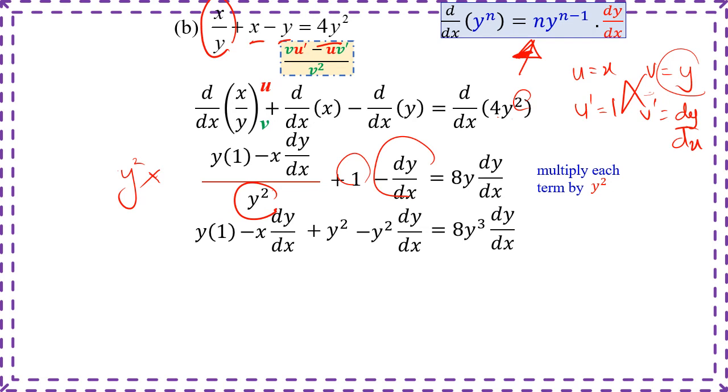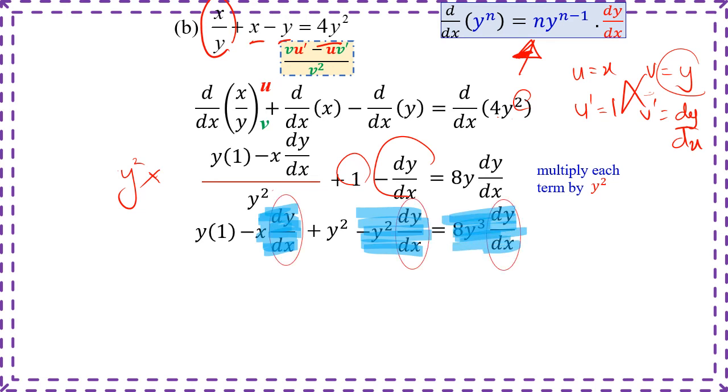Okay, so now we finally can group the dy dx together. So we have the second term, minus x dy dx, and then the fourth term, minus y squared dy dx, and the last term here, 8y cubed dy dx. So group this together. So we will have 8y cubed. So now can you see?